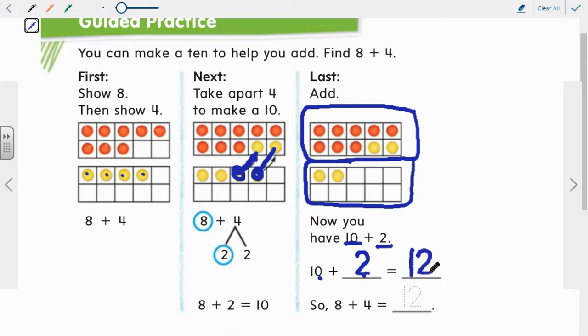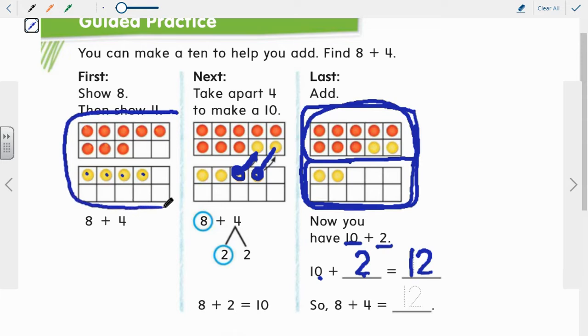Now let me ask you a quick question. When we took a look at this problem right here, were there a different number of counters than when we did our first part? Was there a different number of counters? The answer is no. We used the same number of counters. We just moved them up into the other 10 frame. All right. So that's what we're going to be practicing today. You can go ahead and write in, we've got one more 12. I'm sorry, I missed that. All right, we've got one more 12. So 8 plus 4 is still 12 because we didn't change the number of counters in this problem.